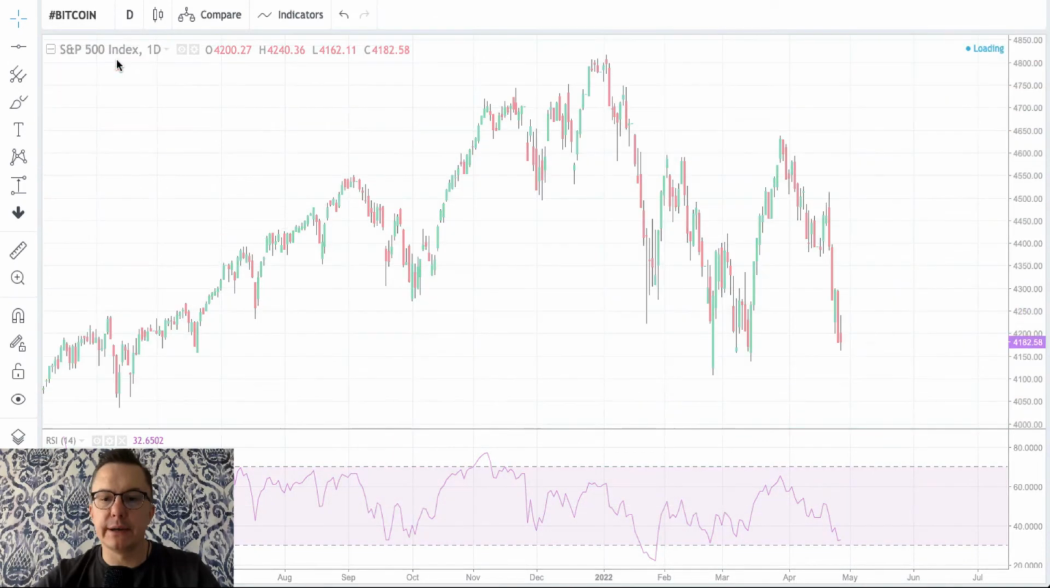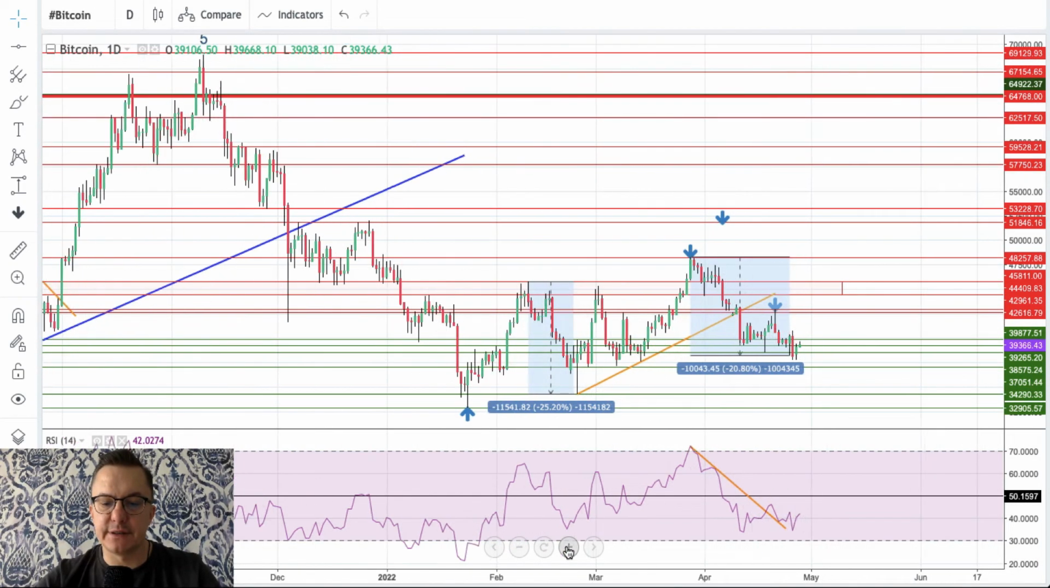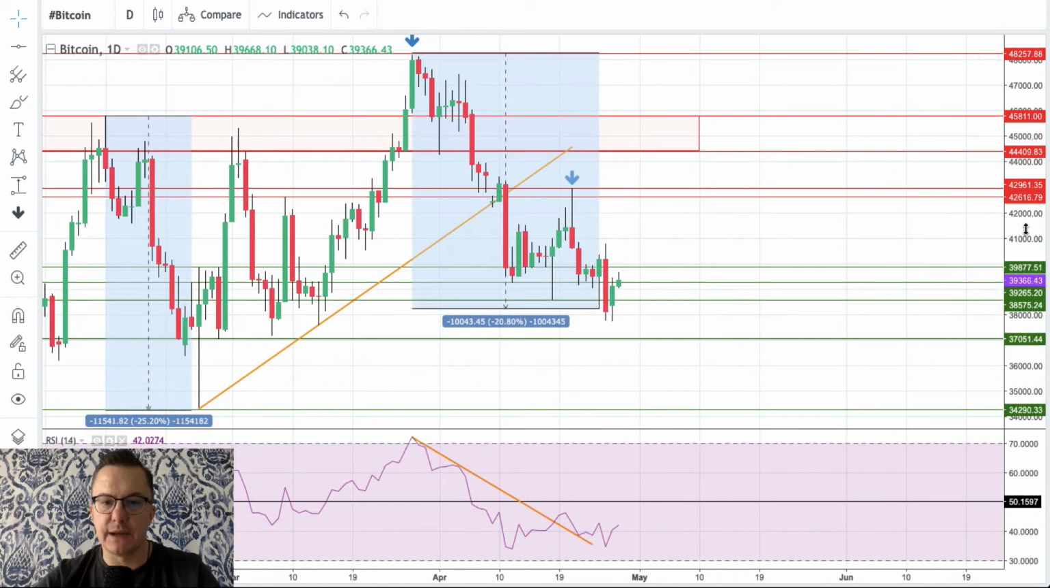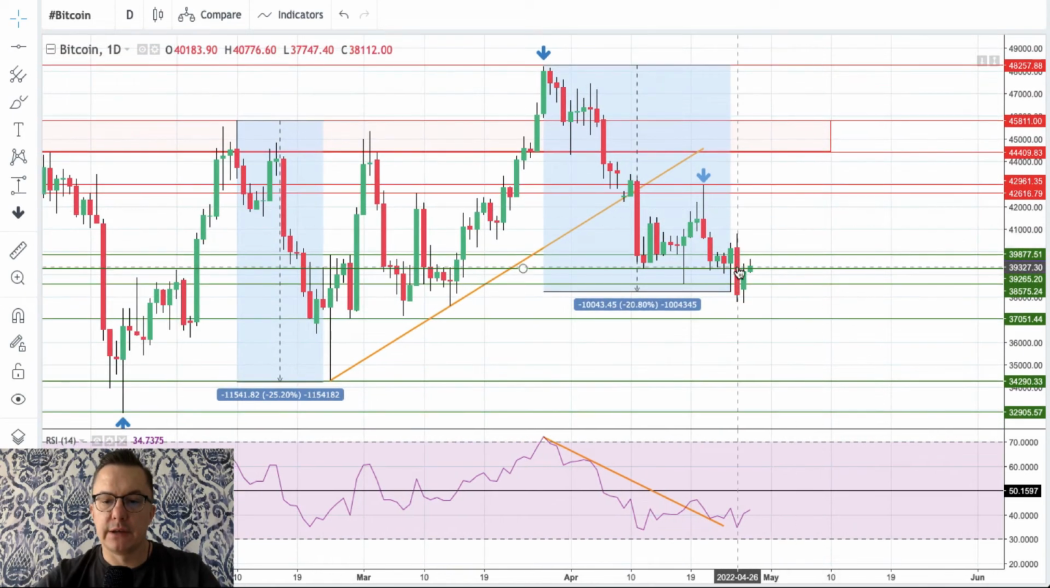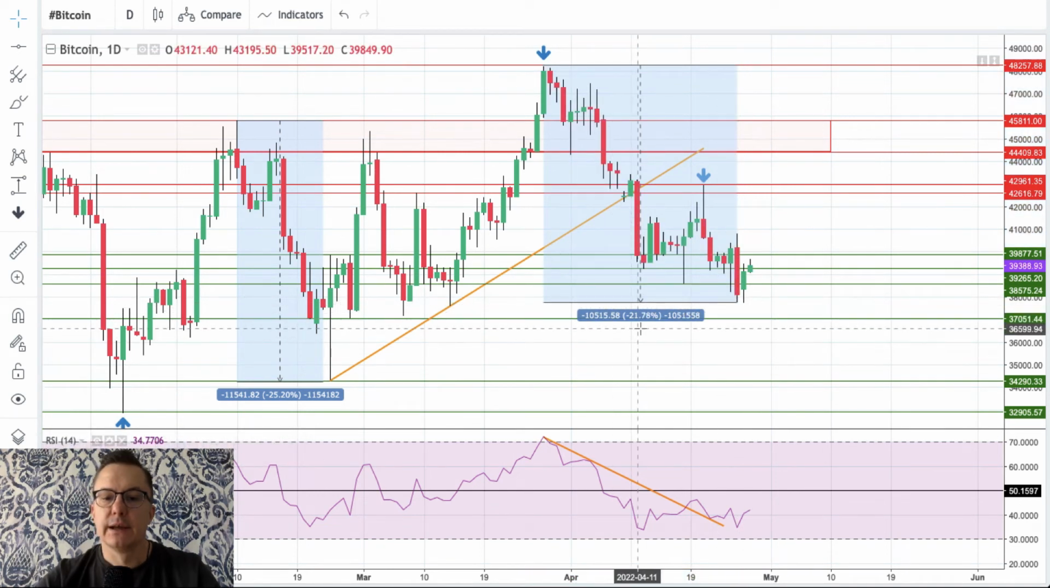What is Bitcoin doing? Bitcoin is trying to bounce. This cryptocurrency is still trying to bounce, but to no avail. Completely no avail. Big red candle here. They tried to bounce a little bit higher. Let me just extend the correction. We now have 21.78%. These levels here, 39,877, 39,265, and 38,575 are the levels of technical resistance.